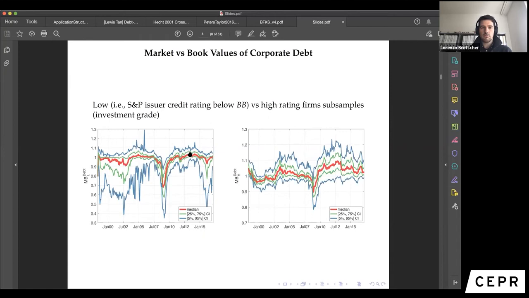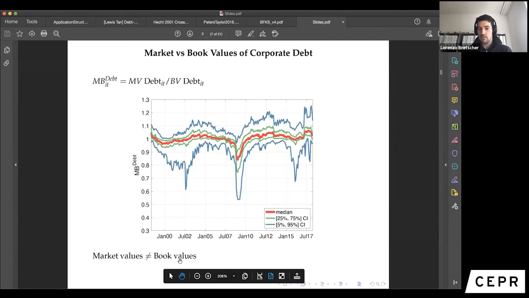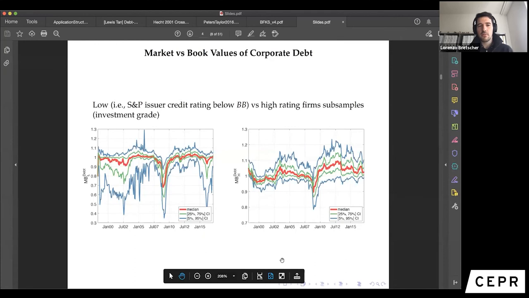this statement that market values seem to be very different empirically from the book values of corporate debt becomes even stronger when we look at subsamples. And what I plot here on the left is the subsample of low rating firms, that is, below investment grade firms. And on the right are the investment grade firms, okay? So just by comparing the scales of these two pictures, you see that the movements on the left-hand side for the below investment grade firms are much more erratic, okay?